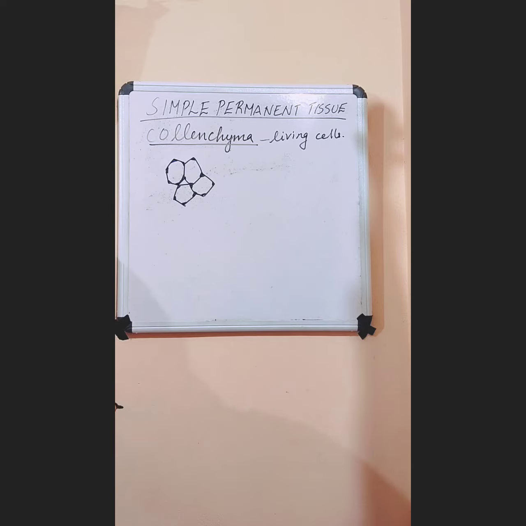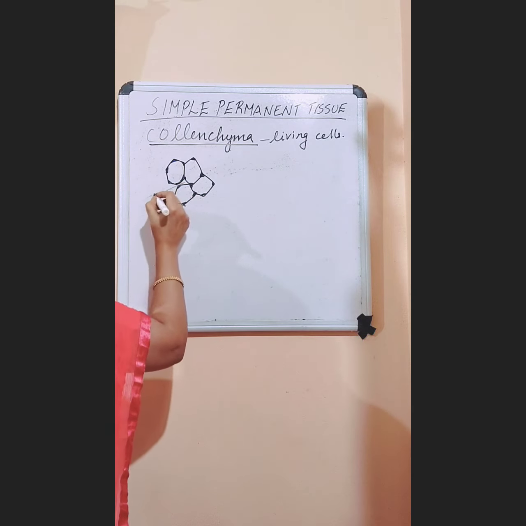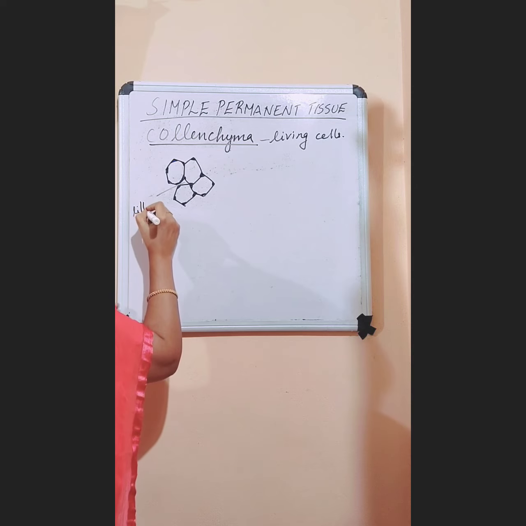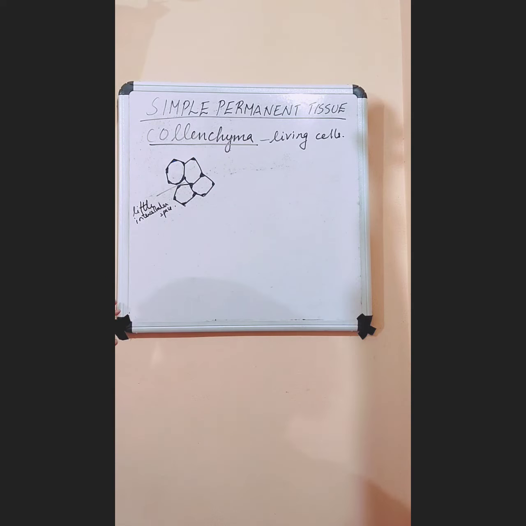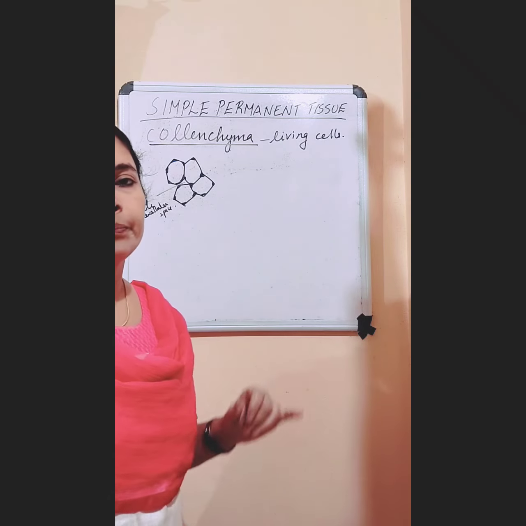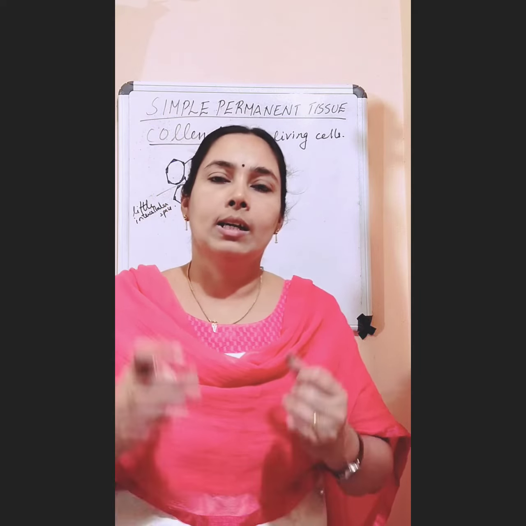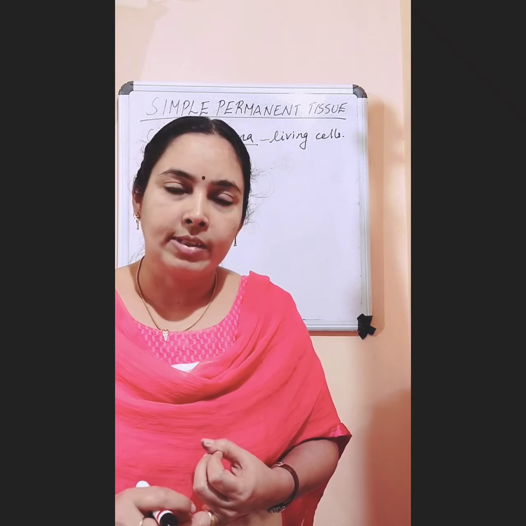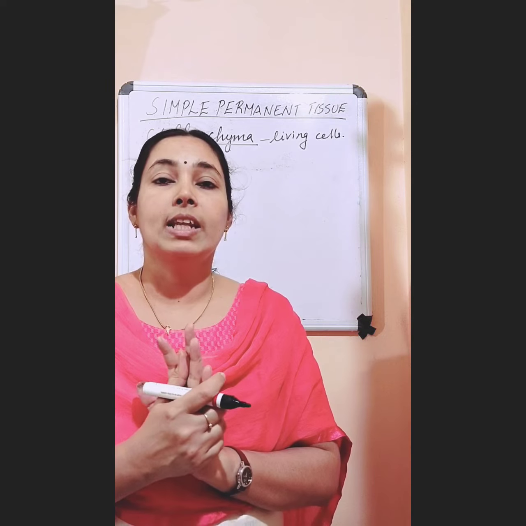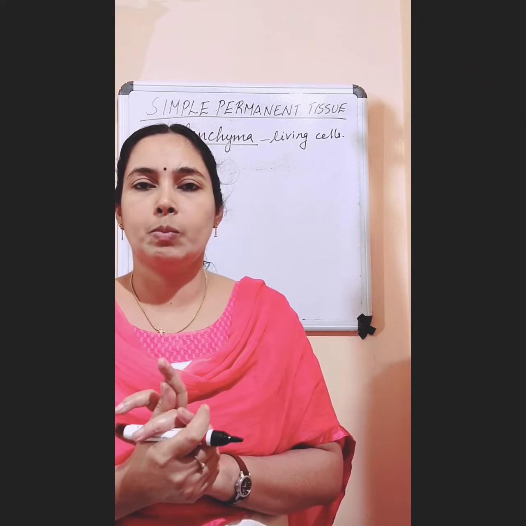So they have very little intercellular space, and they are thickened at the corners with extra cellulose. So what is the structure? Thickened at the corners. They are living cells and they are arranged with little intercellular space.